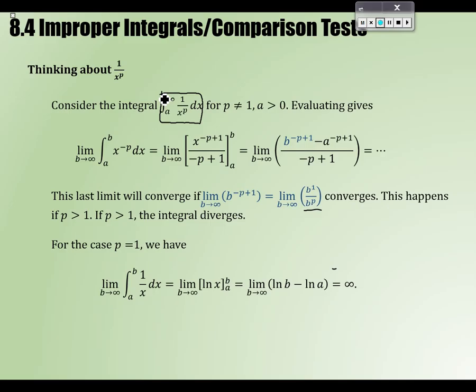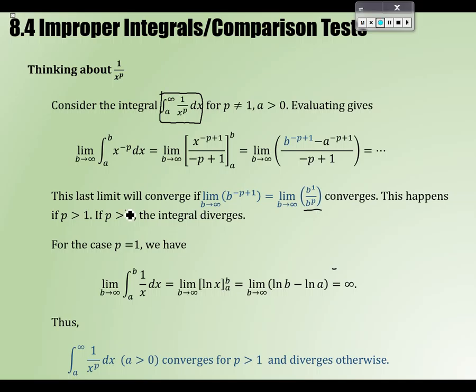Maybe it's hard to do with letters. Try 1 over x, excuse me, 1 over the square root of x or something like that, or 1 over x to the something less than 1. Right, exactly. Or equal to 1.